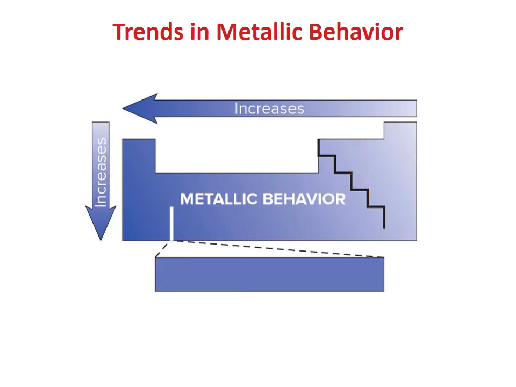Across the period from left to right, ionization energy increases and metallic behavior decreases. Elements on the left side are usually metals. They tend to lose electrons to form cations. Elements on the right side are usually non-metals. They tend to gain electrons to form anions.